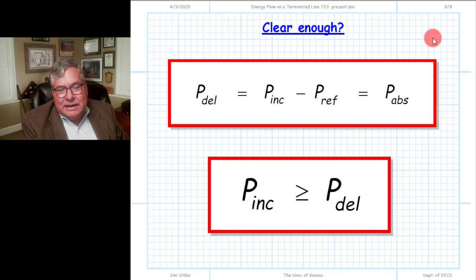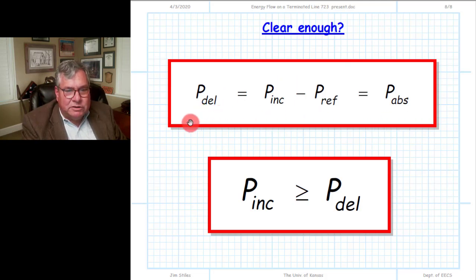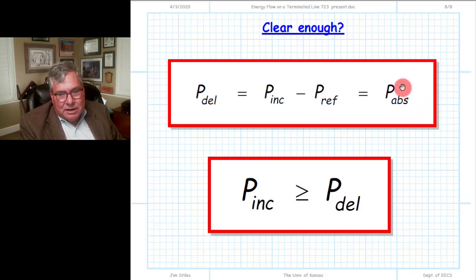Summarizing these ideas in the most blunt way possible, what I want you to take away from this, if nothing else, is this relationship here. This is our power relationship, or conservation of energy. The delivered power is equal to the net power, which is the difference between the incident and reflected power, and the net power is equal to the absorbed power, because we have a lossless transmission line.